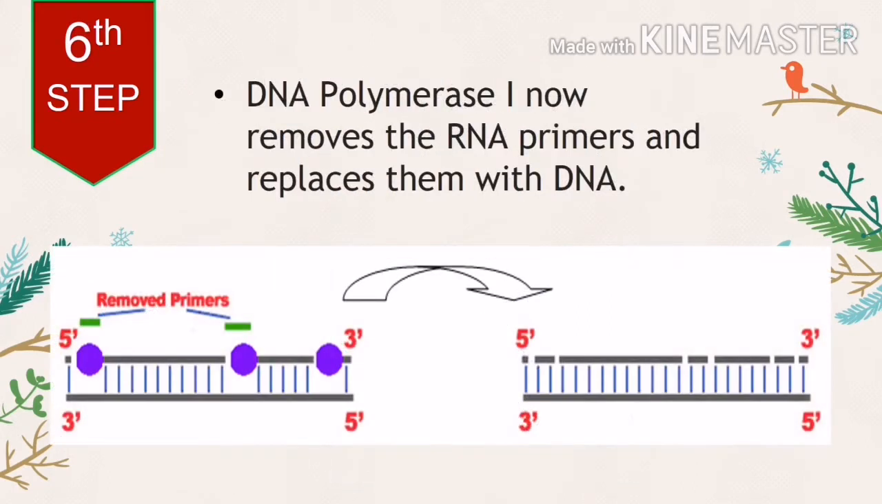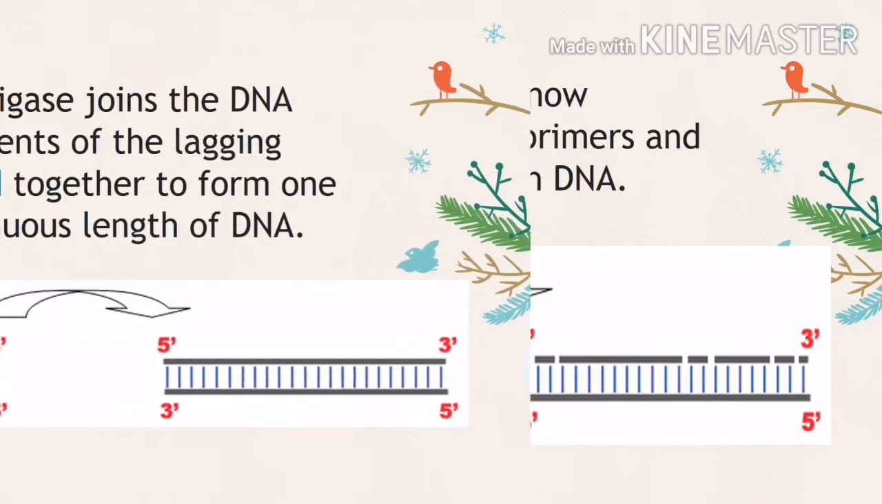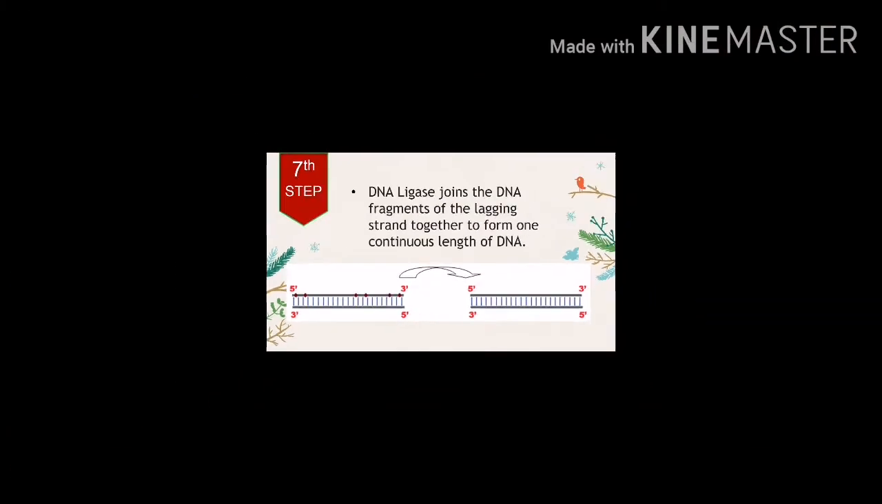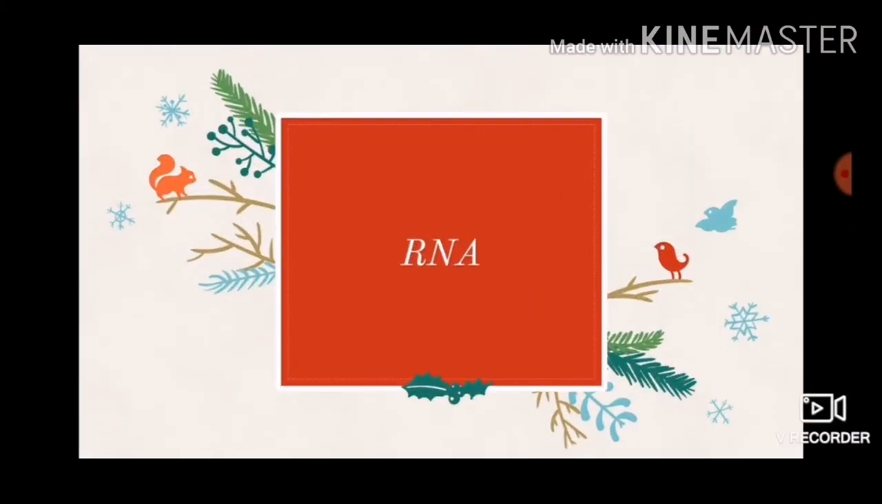In the second to the last step, DNA polymerase I now removes the RNA primers and replaces them with DNA. And finally, for our last step, DNA ligase joins the DNA fragments of the lagging strand together to form one continuous length of DNA. Let's talk about RNA.